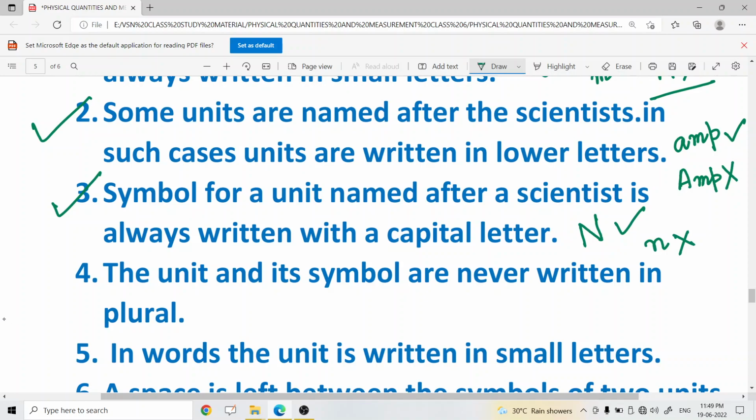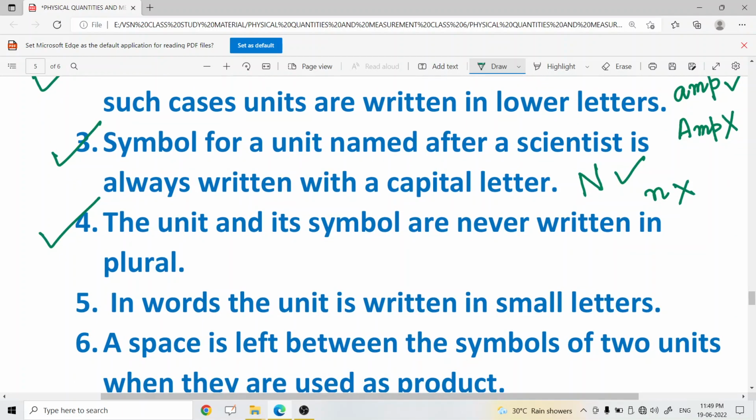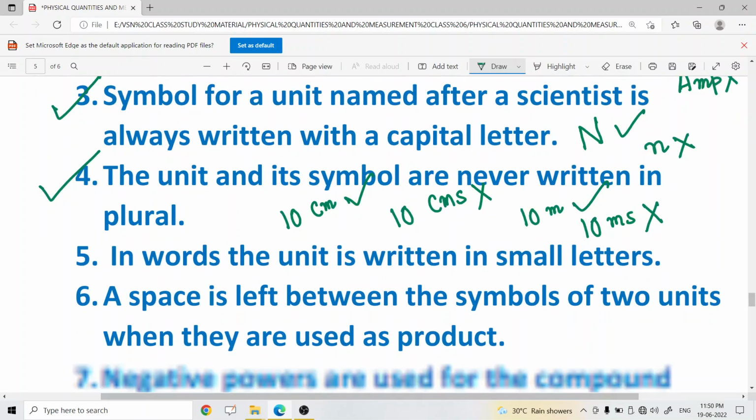Next we move to the fourth convention, that is, the unit and its symbol are never written in plural form. Like if the length of a body is 10 centimeter, then you just write 10 cm, not 10 cms. Or for 10 meter you just use 10 m, not 10 ms. So this is correct, this is wrong. We cannot use the plural form of a unit.